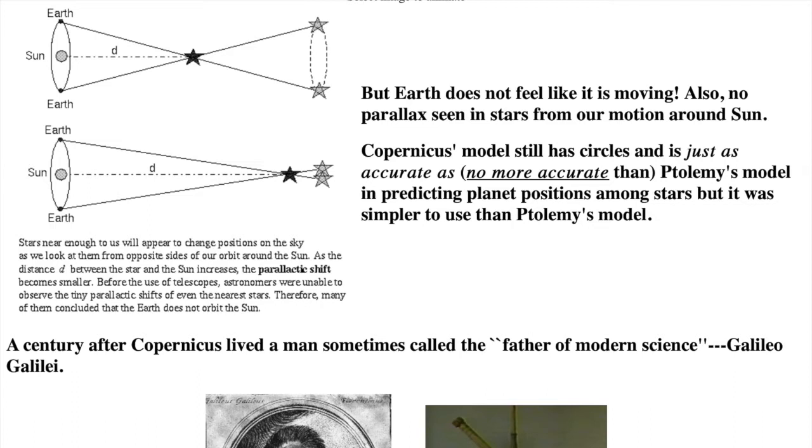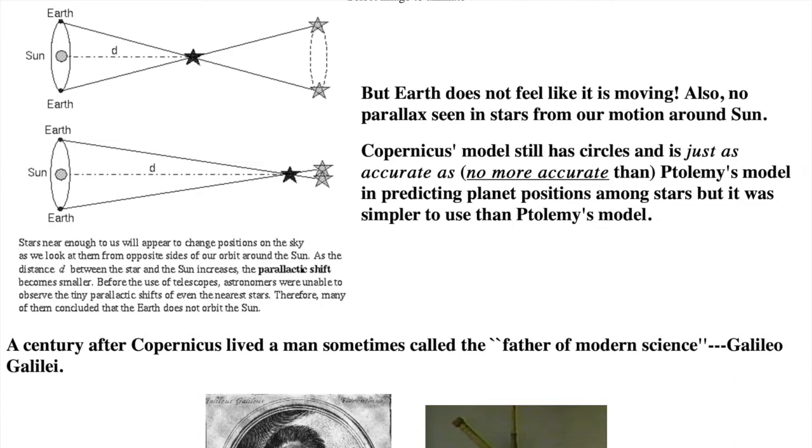Although it was no more accurate than Ptolemy's model, Copernicus's model was a simpler calculator to use, so that was a plus. Many people would use Copernicus's model, but not believe it was reality, because the Earth does not feel like it is moving. Even more damning was that no parallax was seen in stars, as you should see if we were in fact moving around the sun.